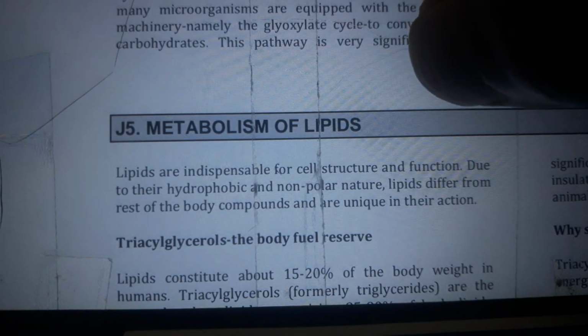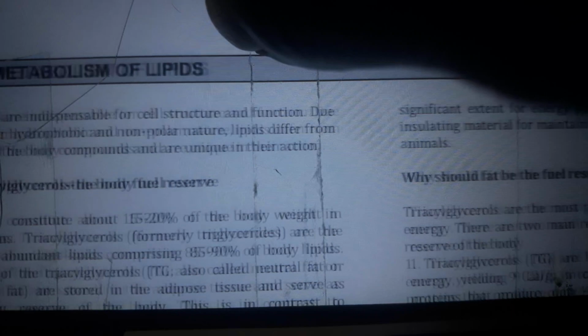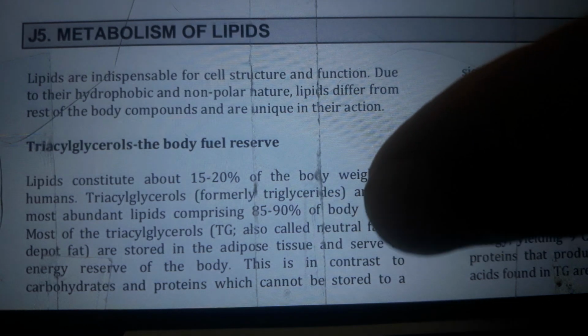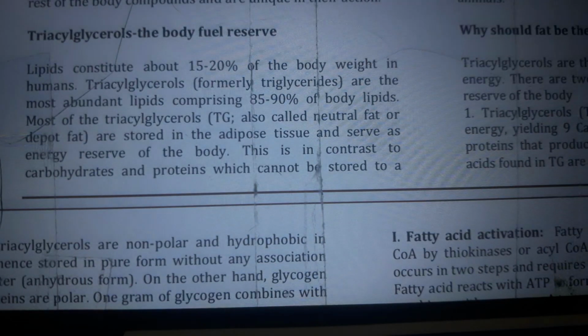Next, we have section J5, metabolism of lipids. Lipids are indispensable for cell structure and function. Due to their hydrophobic and nonpolar nature, lipids differ from the rest of the body compounds and are unique in their action.